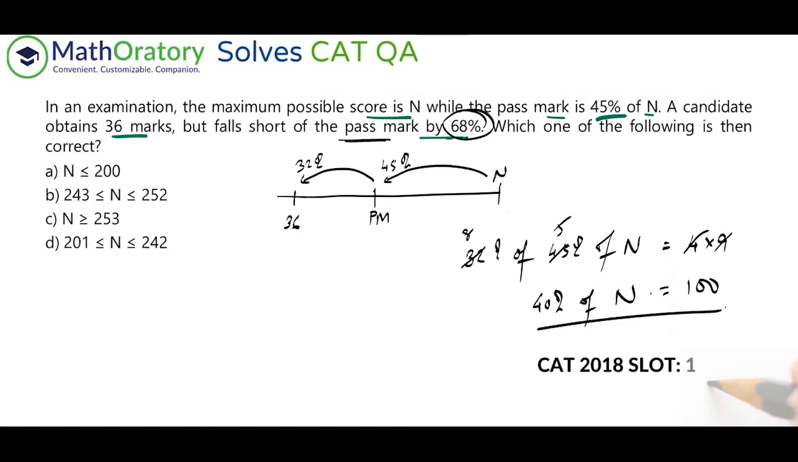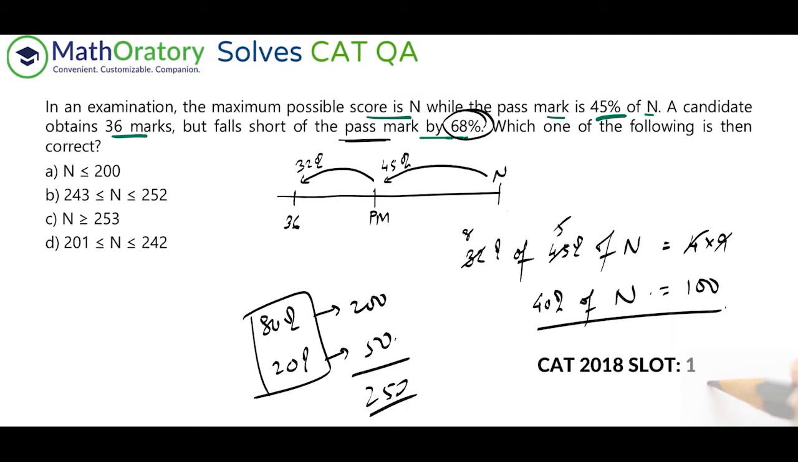So if 40% of n is 100, then 80% is 200 and 20% is half, so that is 50, right? So if you add these two, you get 100%, which is 250. So 250 should be in this range. B should be the answer.